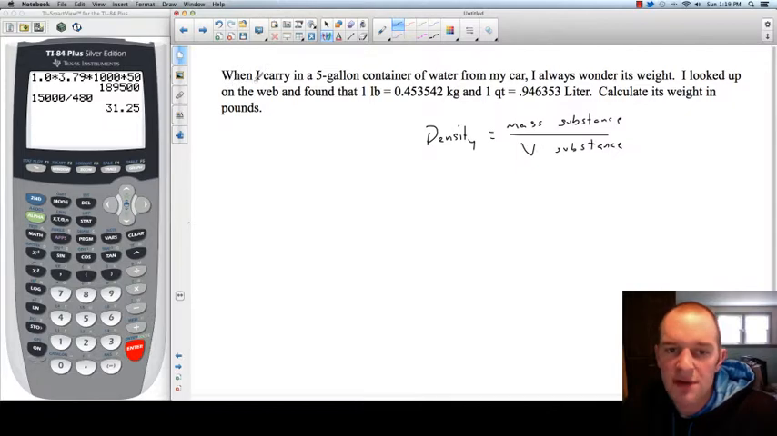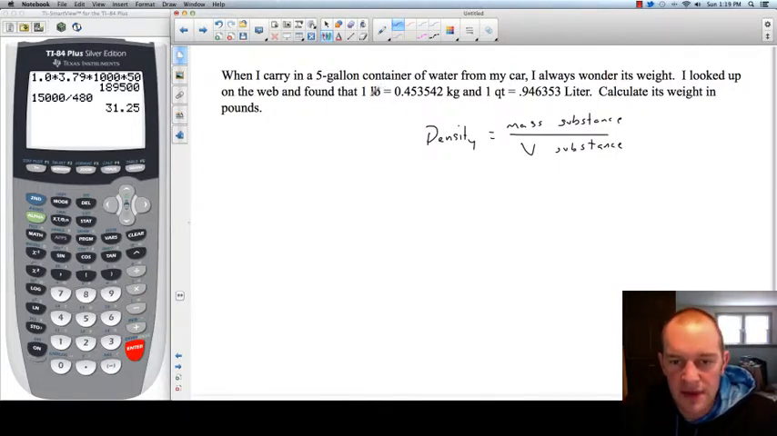Okay, so we've got a 5-gallon container of water. And when I carry a 5-gallon container of water from my car, I always wonder its weight. It's pretty heavy. I do some training and things like that, and while I'm not necessarily carrying it to my car, I do carry large amounts of water all over the place for some of my own personal training.